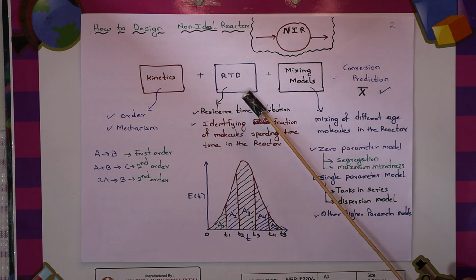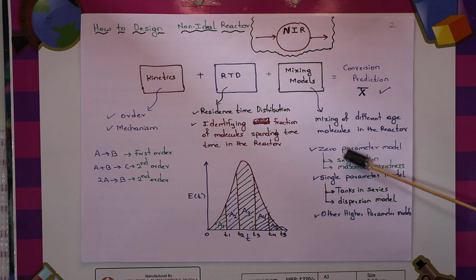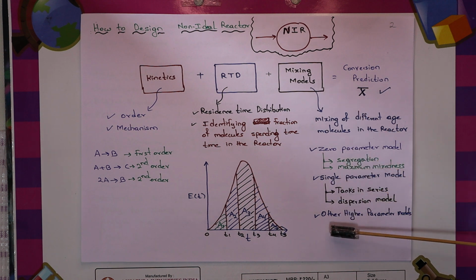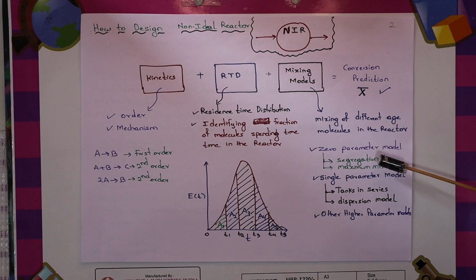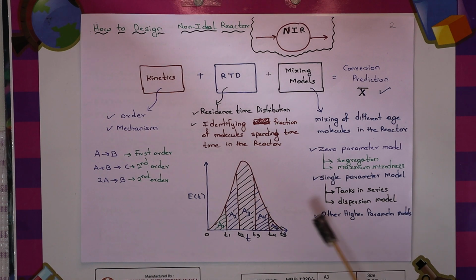So we get the time information from the tracer curve experiments, and we take any one of the assumed models. That means I assume that some kind of mixing is happening in the reactor. That assumption comes from this particular model. If I assume the segregation model, then I put the segregation model here and predict the conversion from all three pieces of information. If I assume the maximum mixedness model, that means maximum mixedness is happening inside. Then I use this maximum mixedness model, and using the three pieces of information, kinetics, RTD and mixing models, I predict the conversion. So this is how we are going to move ahead.